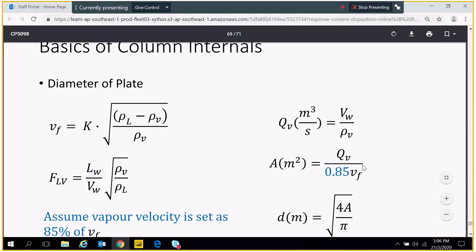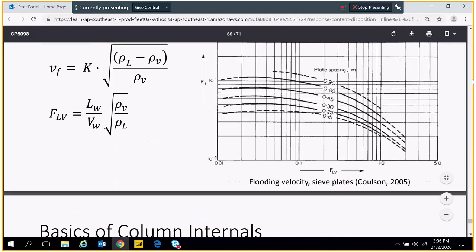How to achieve a smaller VF? You need to have a larger diameter, because the area is bigger. VF smaller, area is bigger, diameter is bigger. So in other words, your column diameter must increase. That is to decrease the vapor mass flow rate, the VW.